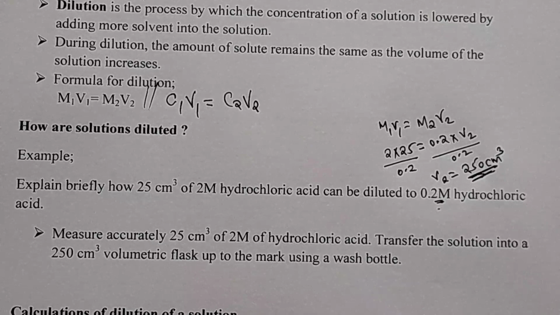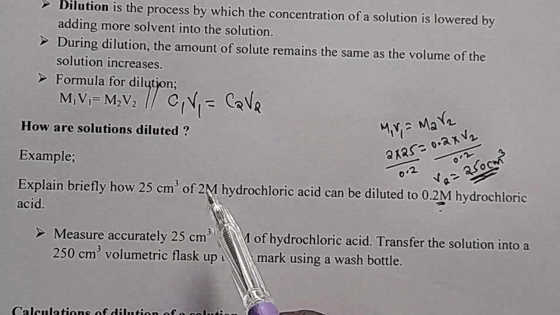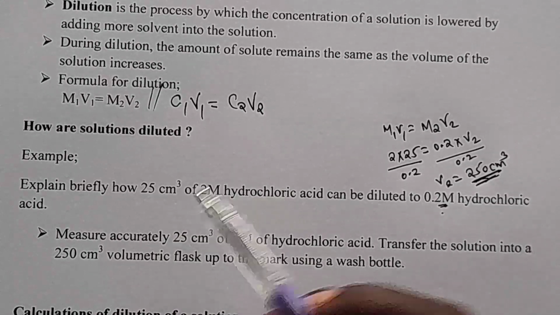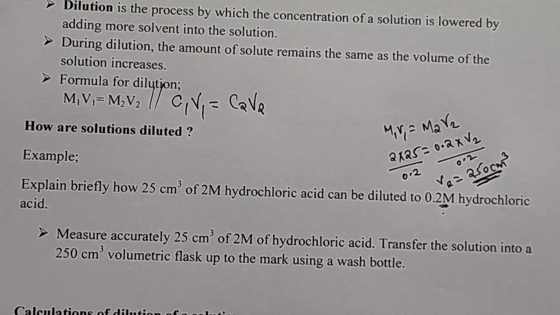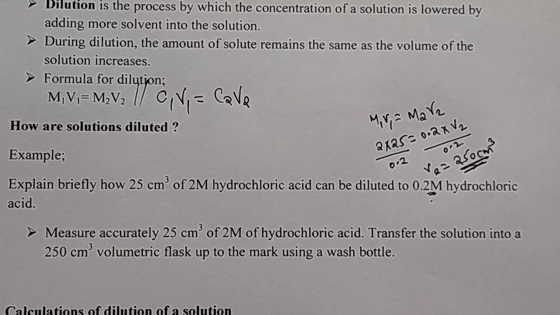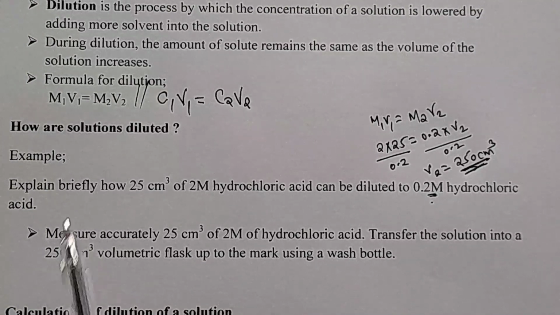So we have to take this 25 cm³ of 2 molar hydrochloric acid and put it in a 250 cm³ volumetric flask. Then we are going to add more water using a wash bottle and fill up to the mark. So the answer is here.